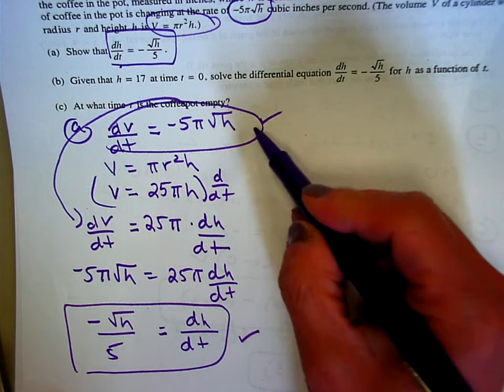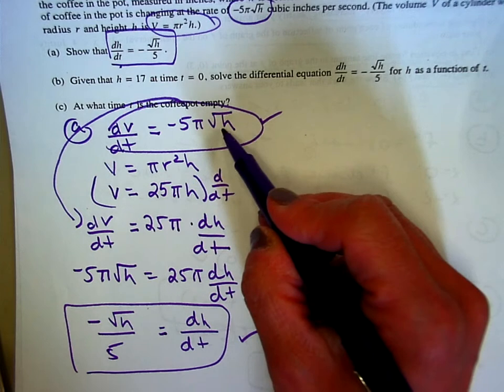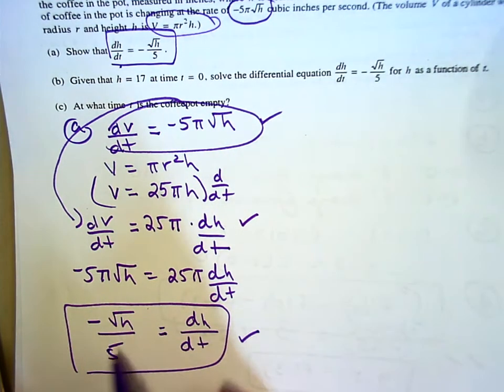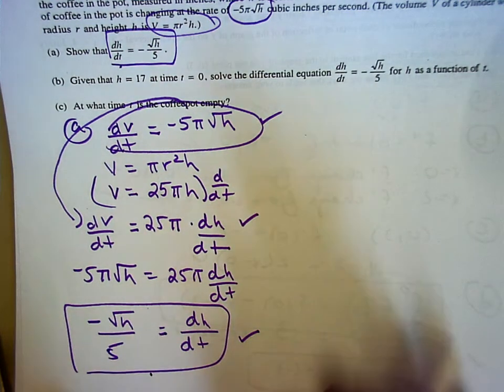So I need to see that you're using this dV/dt correctly, that you have taken the derivative correctly, and then your work to show to get to here. 3 points for part A.